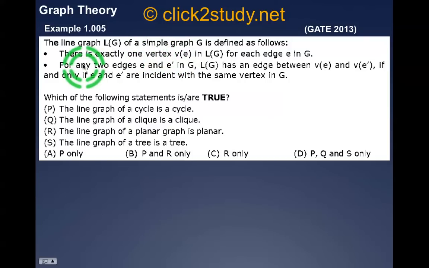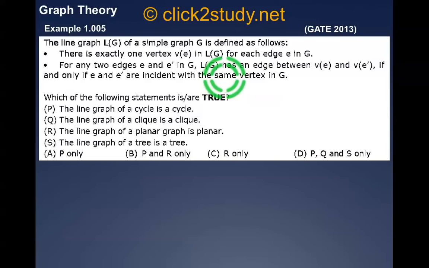What is the second point? For any two edges E and E prime in G, LG has an edge between VE and VE prime if and only if E and E prime are incident with the same vertex in G. Okay, this looks a little bit abstract right now because we have not really looked into the examples. We will go through the examples and it will be more clear.